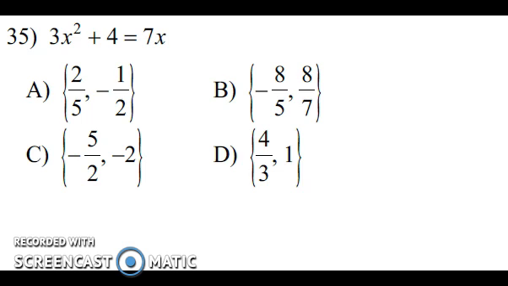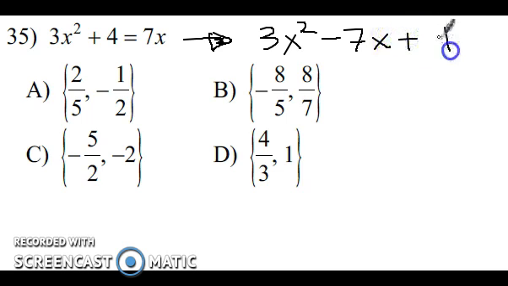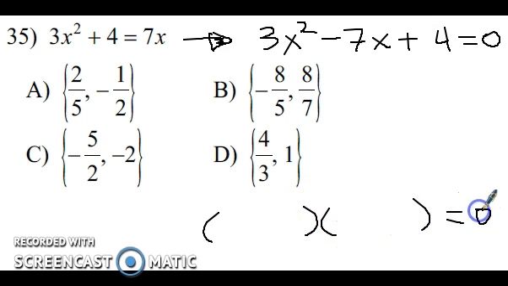All right, so for our next one, we have to solve for x. And I'm going to move everything to one side to start by subtracting 7x from both sides. And that gives us 3x squared minus 7x plus 4 equals 0. And I can solve this using the quadratic formula, or I can try and factor. And I'm going to try and factor at this point here. I want to see if I can do so.